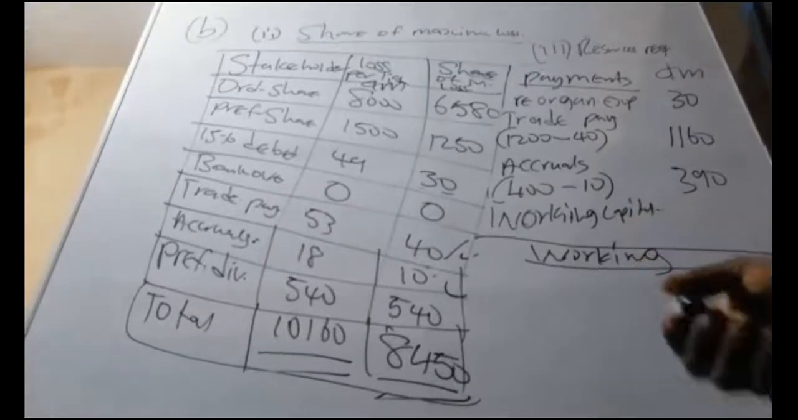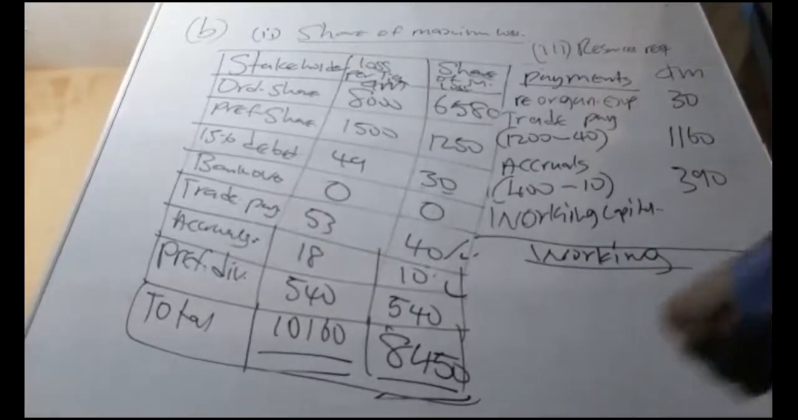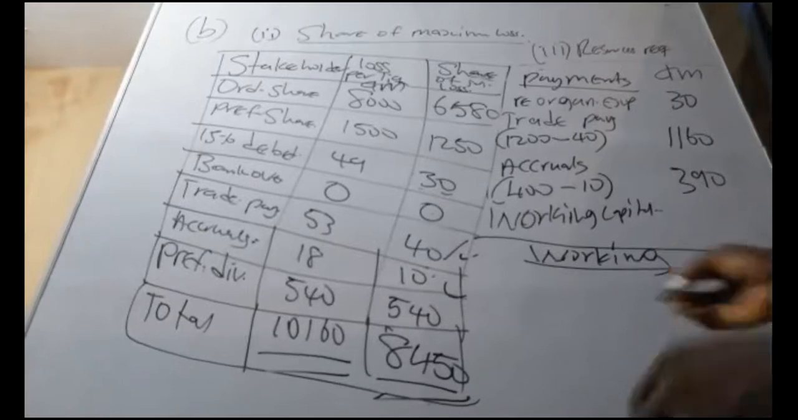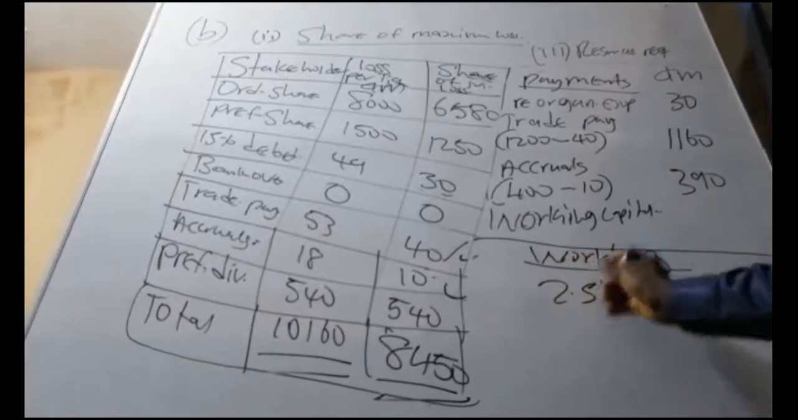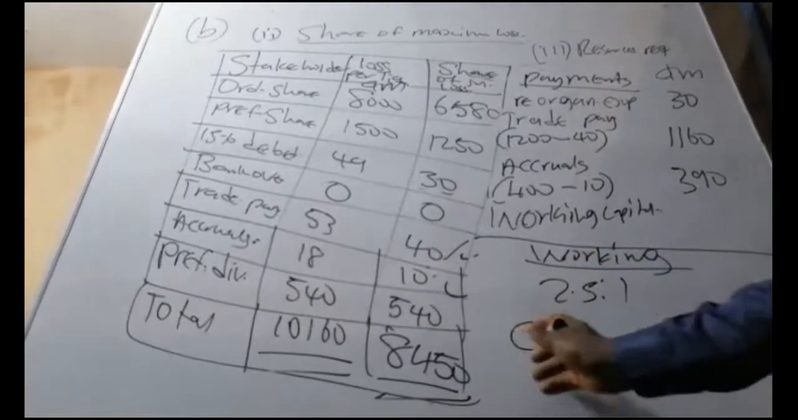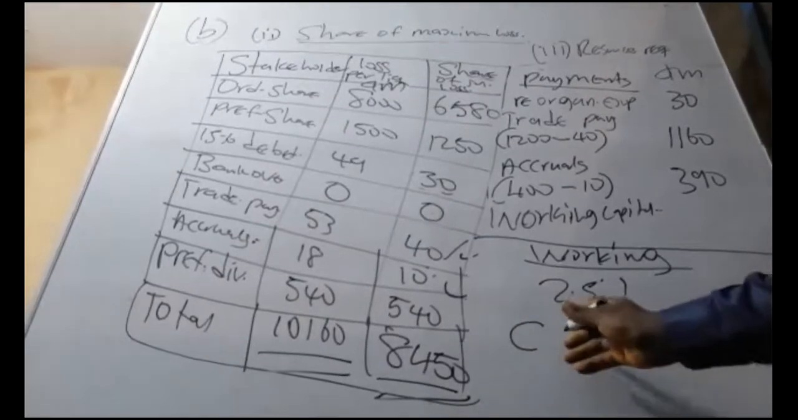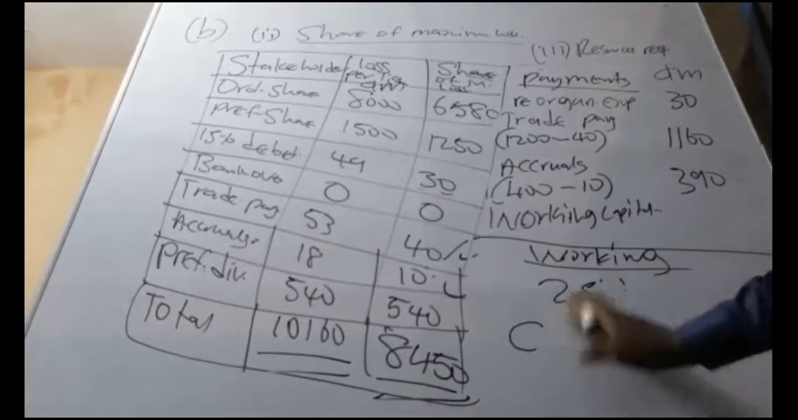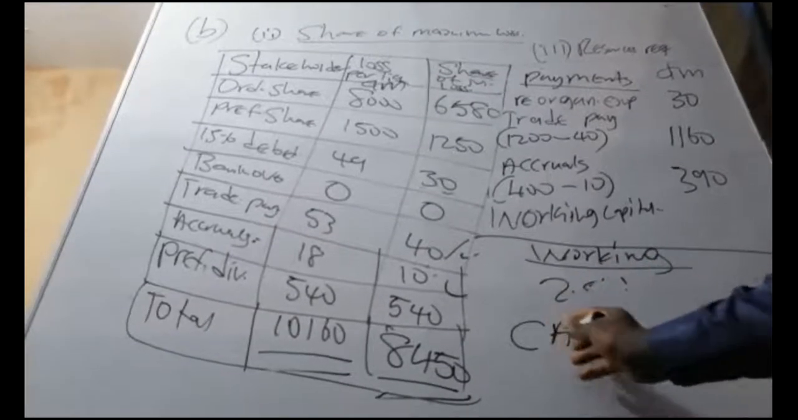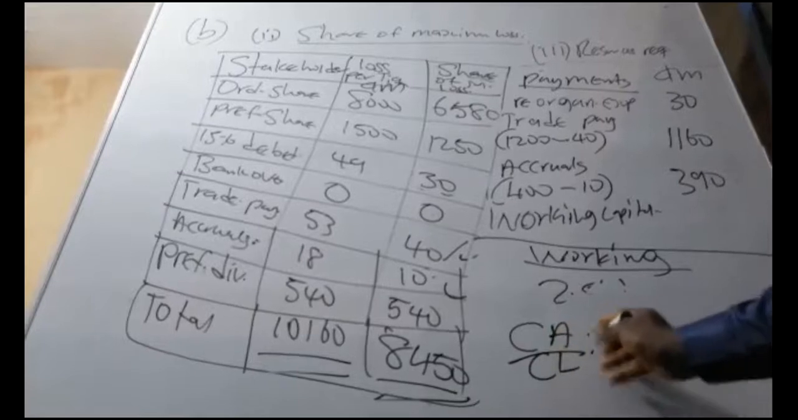Now, they will tell you that the company wants to achieve a current ratio of 2.5:1. Current ratio simply means current assets over current liabilities, which is 2.5 to 1.